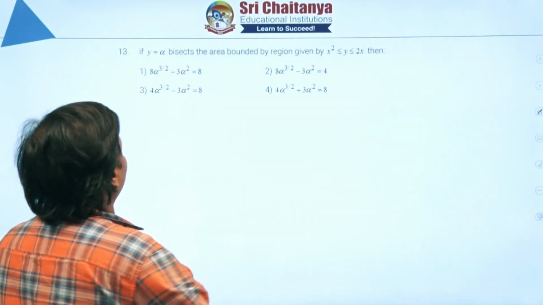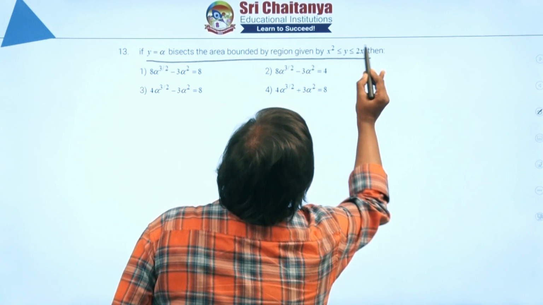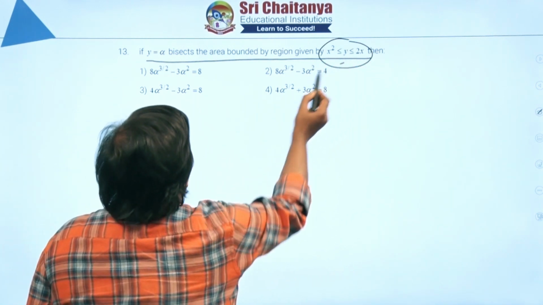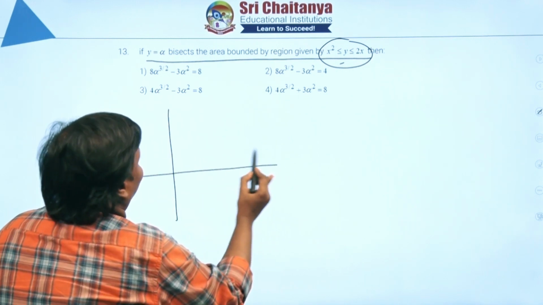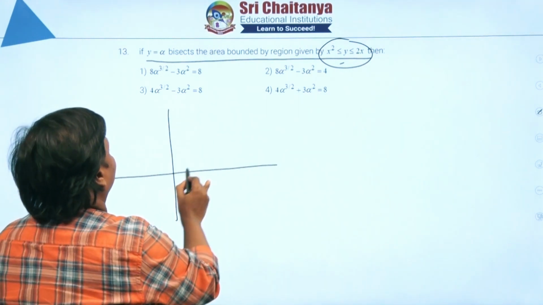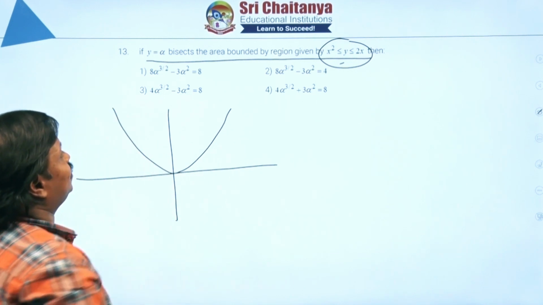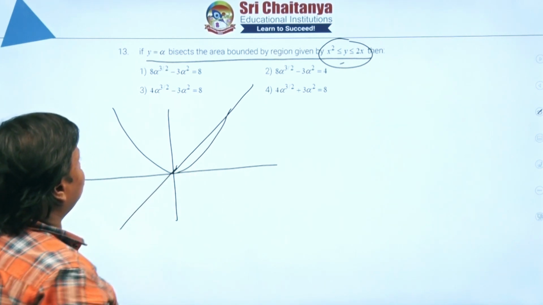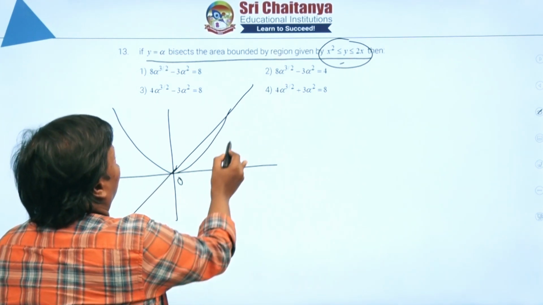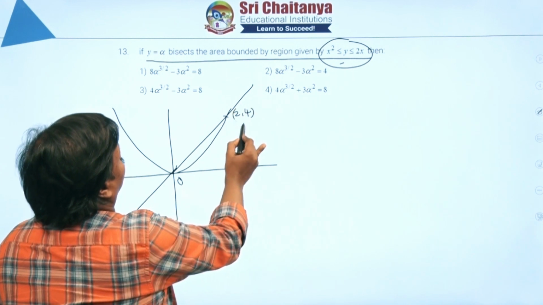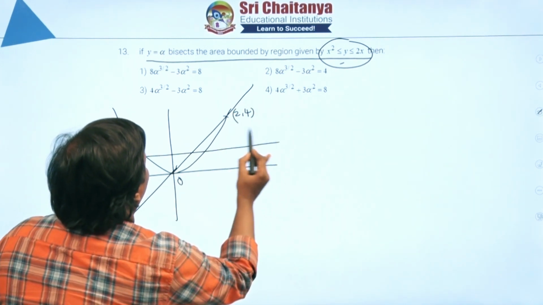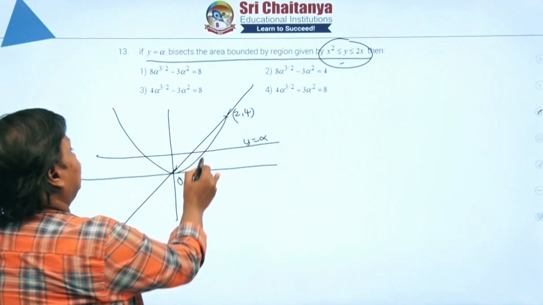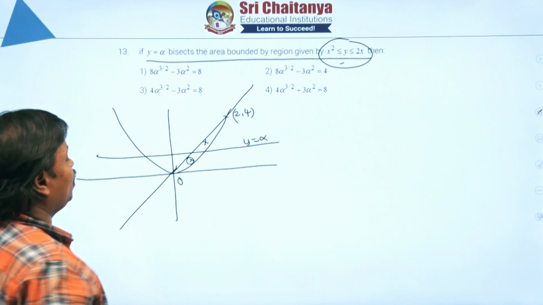Question number 13 came from areas chapter. See, he gave two curves, area between two curves. So y equals to x square graph. I am drawing the graph of those two curves. This is y equals to x square. This is y equals to 2x. They are meeting at origin and (2, 4). So x is equals to y equals to alpha is bisecting this area. So that means this area and this area both are equal.